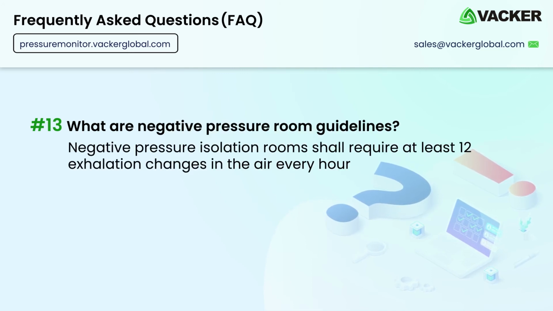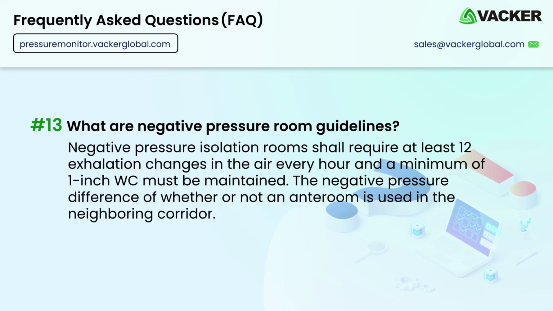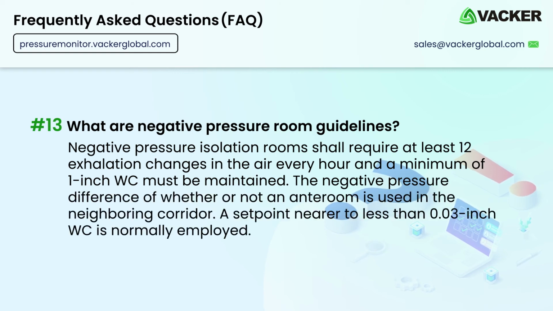What are negative pressure room guidelines? Negative pressure isolation rooms require at least 12 air changes every hour, and a minimum of 0.01 inch WC must be maintained. The negative pressure difference applies whether or not an anteroom is used, relative to the neighboring corridor. A set point of less than 0.03 inch WC is normally employed.